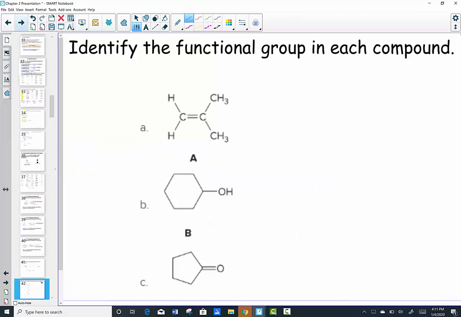You might want to pause the video and just try some. What are these functional groups? Try them out. This is a homework shot if you wanted to try. I see a double bond, alkene. I see an OH, that's an alcohol. I see a carbonyl carbon. C double bond O is a carbonyl. That carbon is attached to two other carbons. This is a ketone.